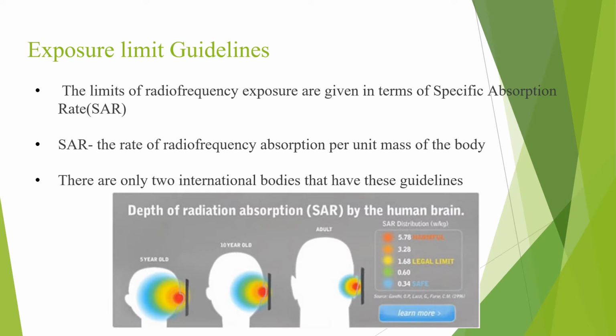Exposure limit guidelines. The limits of radio frequency exposure are given in terms of specific absorption rate, SAR. SAR is the rate of radio frequency absorption per unit mass of the body. There are only two international bodies that have these guidelines.